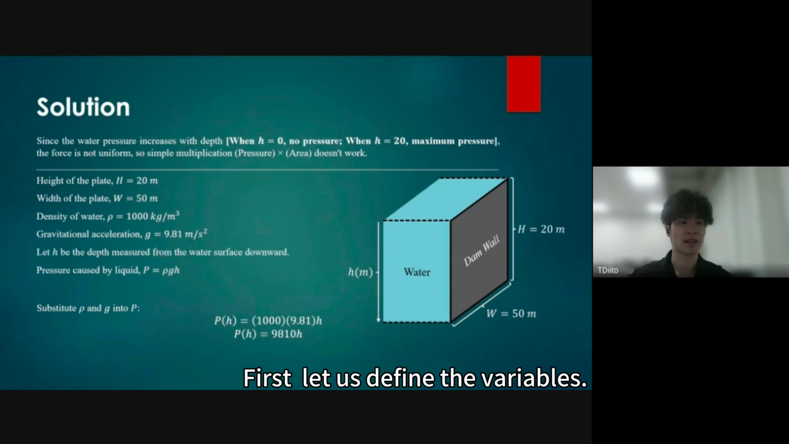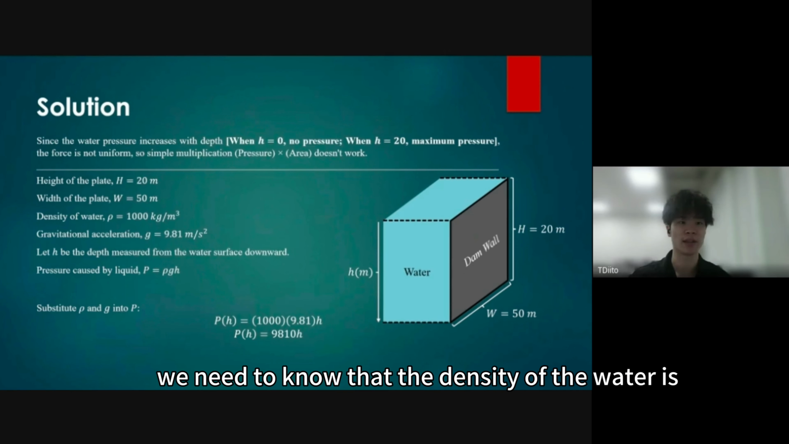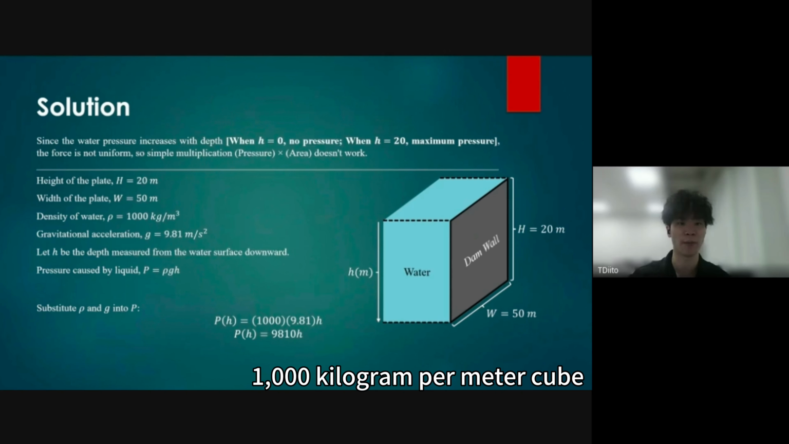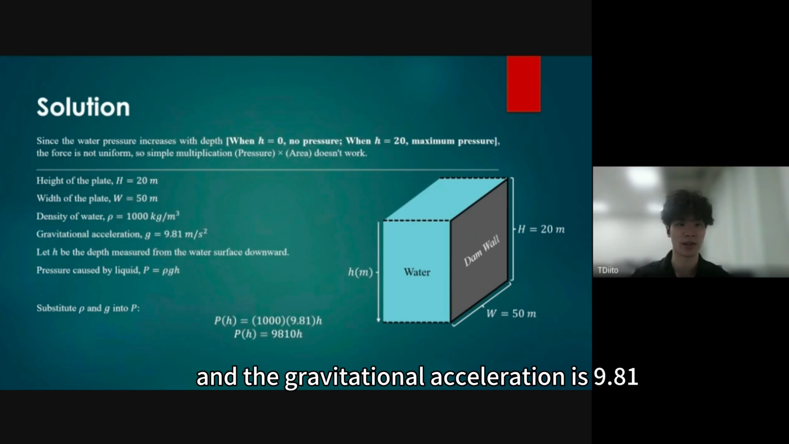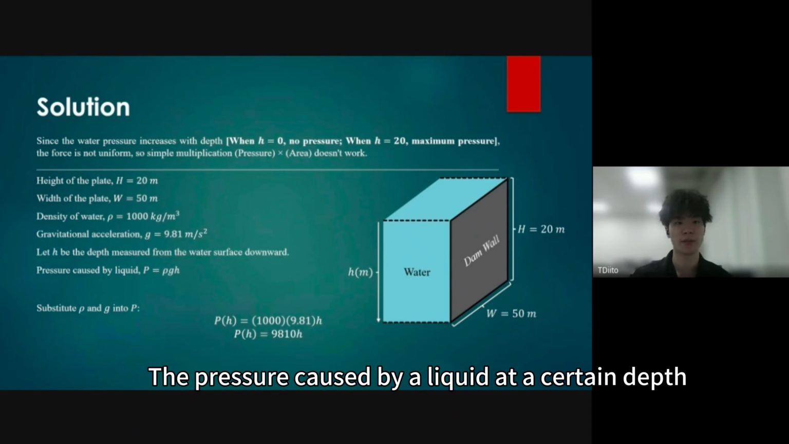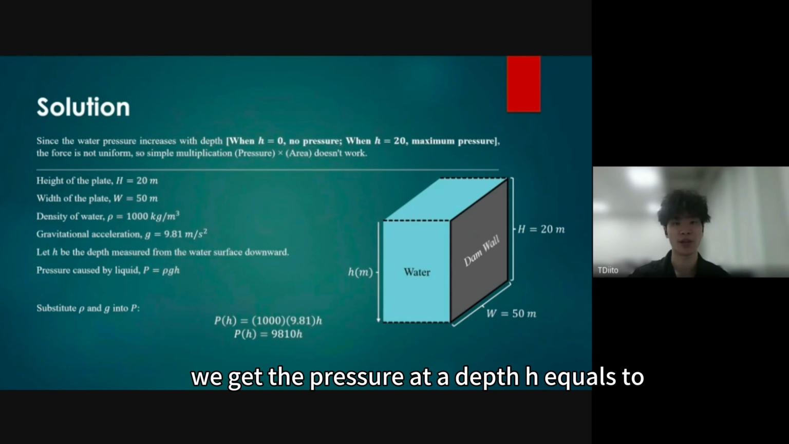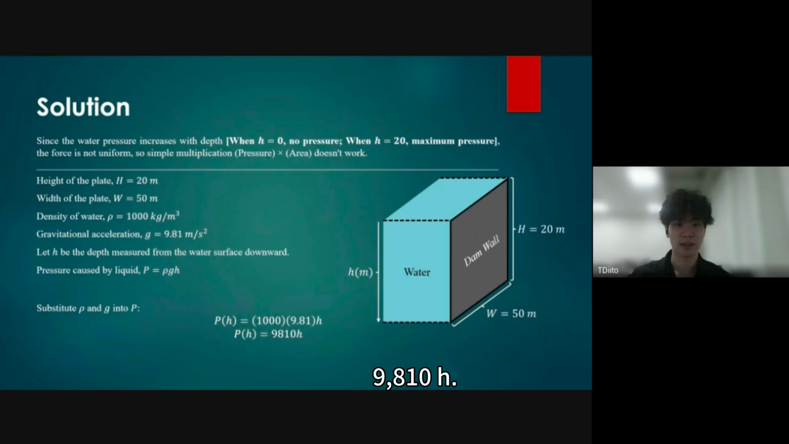First, let us define the variables. Besides the height and width given by the problem, we need to know that the density of the water is 1,000 kg per cubic meter, and the gravitational acceleration is 9.81 meters per second squared. The pressure caused by a liquid at a certain depth is given by the formula P equals rho g h. Substituting the values for the water's density and gravity, we get the pressure at a depth h equals 9,810 h. Now I'll pass it to Yanling.